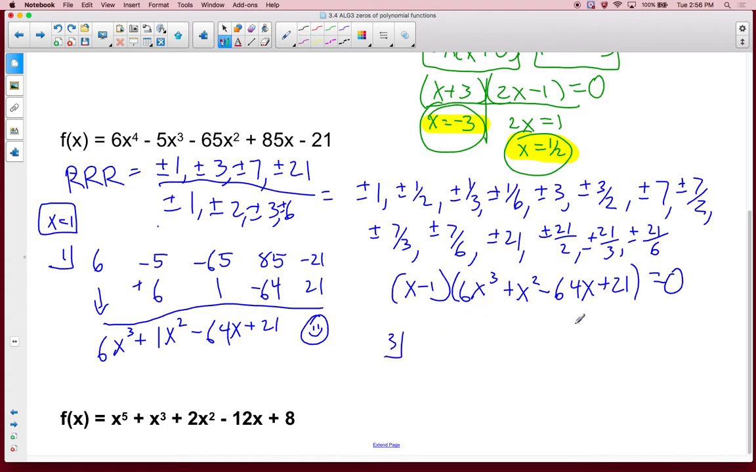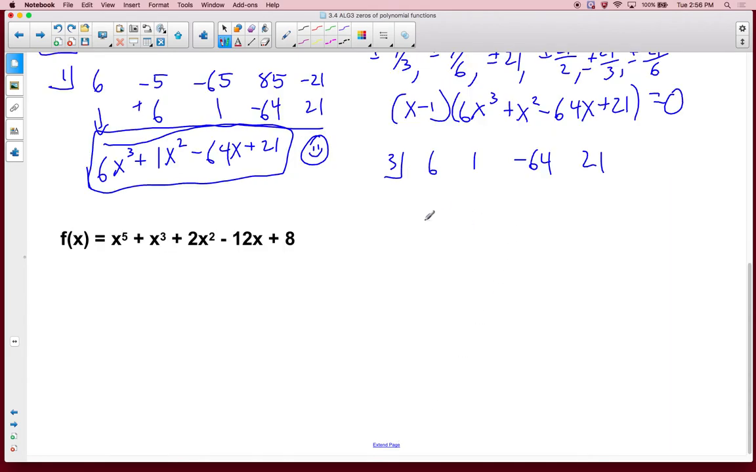I'm using these numbers now. Do not go back to the same quartic numbers. Then you're just going to end up with a cubic again. You're using these as your coefficients. 6, 1, negative 64, and 21. You're using those numbers. Okay, so here we go.